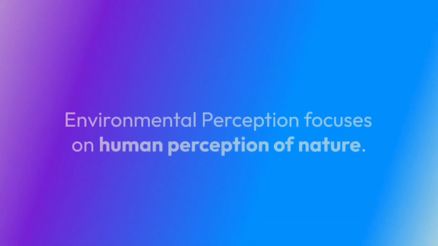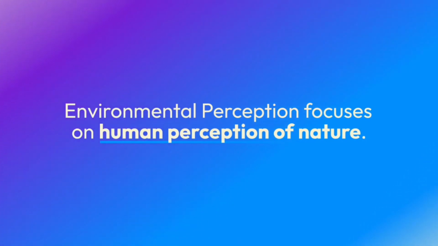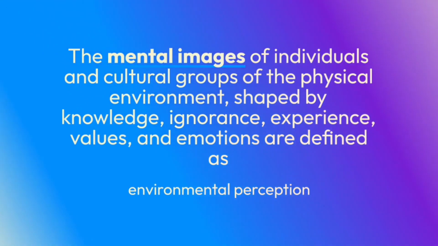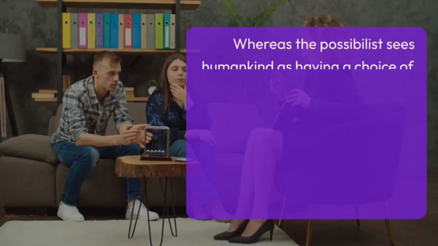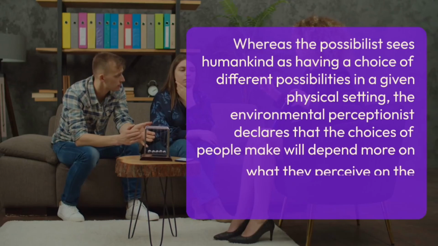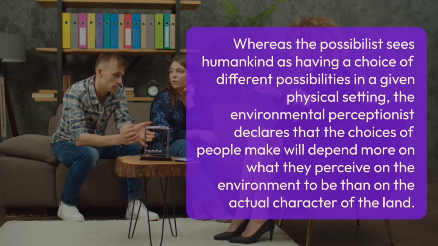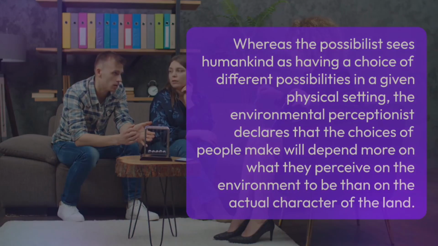C. Environmental perception. Environmental perception focuses on human perception of nature. The mental images of individuals and cultural groups of the physical environment, shaped by knowledge, ignorance, experience, values, and emotions, are defined as environmental perception. Whereas the possibilist sees humankind as having a choice of different possibilities in a given physical setting, the environmental perceptionist declares that the choices people make will depend more on what they perceive the environment to be than on the actual character of the land.